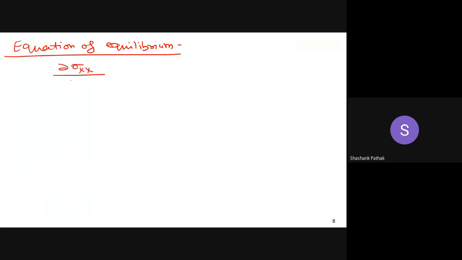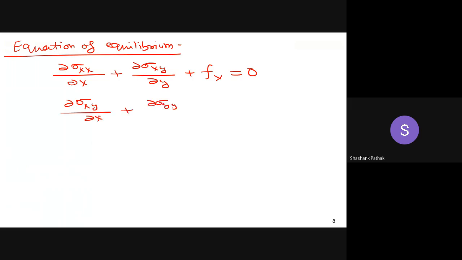So let us start by writing the equation of equilibrium. Because this is a rectangular coordinate problem, the equation of equilibrium can be written as del sigma xx del x plus del sigma xy del y plus fx equal to 0, and del sigma xy del x plus del sigma yy del y plus fy equal to 0.